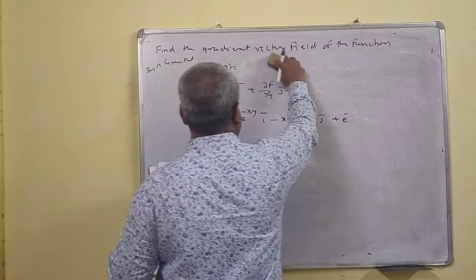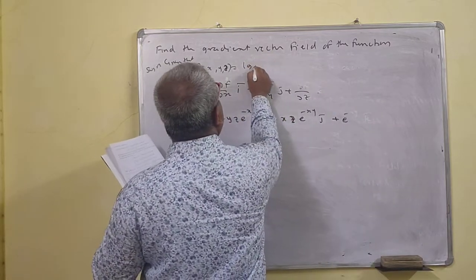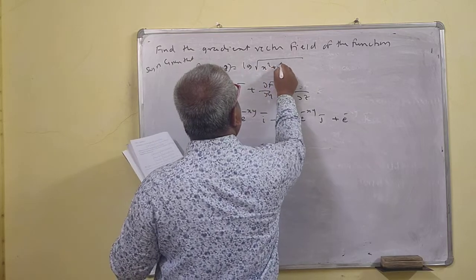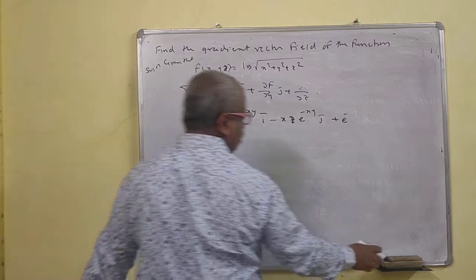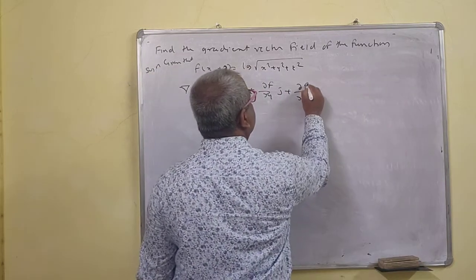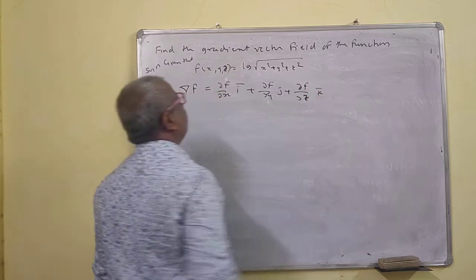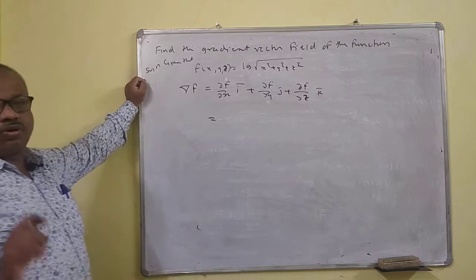Next, find the gradient of the log of root of x square plus y square plus z square. Okay, so this is your formula, dou f by dou x i bar, dou f by dou y j bar, dou f by dou z, this is k bar. The formula is the same everywhere. Okay, so the only crucial part is what to differentiate.